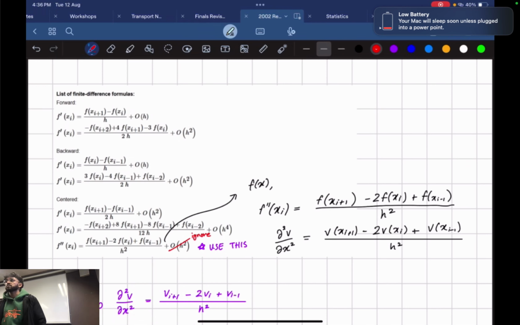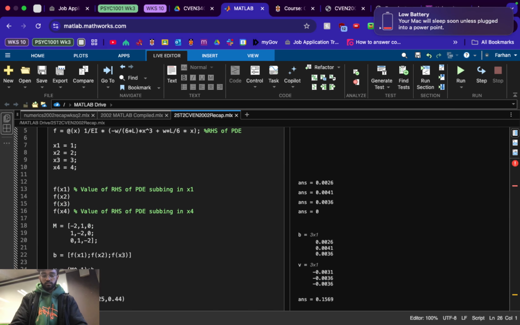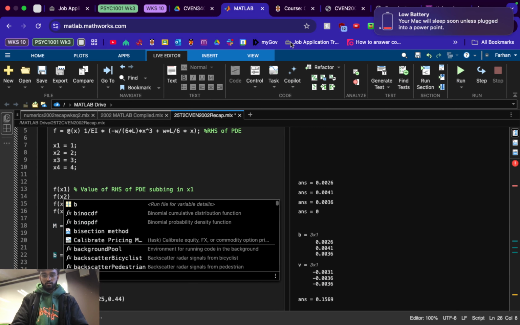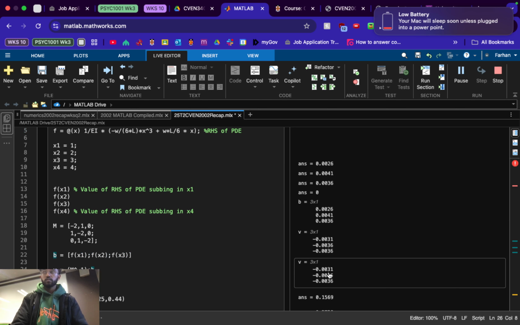Can you use like M slash? Yeah, you can use that as well. You can use the other slash. You get the same values, right?